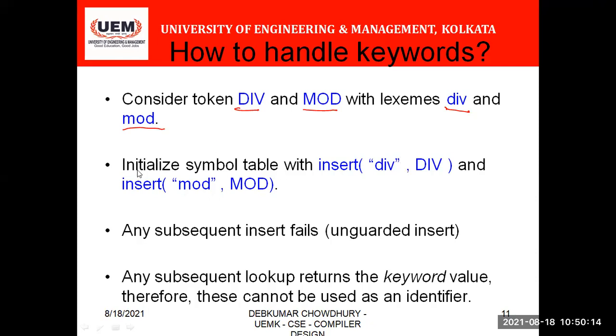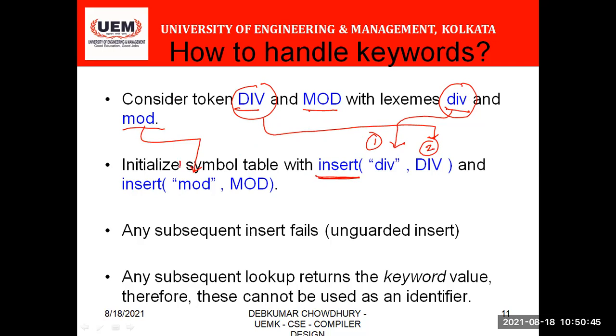So whenever we are going to insert the lexeme div, look at that. What is my token? My token is div. But my lexeme is div, so I am passing div as my first argument, and div as my second argument with the help of the insert symbol. Similarly, in case of mod, mod is the lexeme, so I am passing it with the help of the insert function as the first actual argument, and mod becomes my second actual argument, which is the token. So lexeme S followed by the token T. I think now it is clear to you.